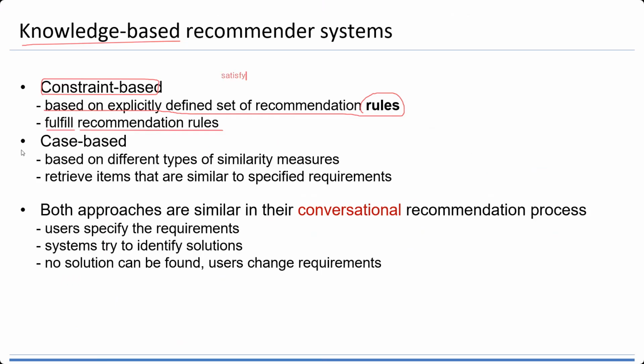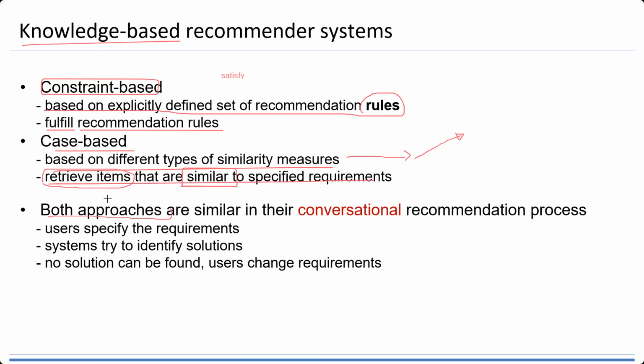The other kind of knowledge-based recommender system we call case-based. A case is like an example, where one case means one product, one case is one item. So it is based on different types of similarity measures. We can give similarity measures, and then use those measures to recommend. We retrieve items that are similar to the specified requirements. If we already retrieve the items, then we take a look at how big the similarity is.